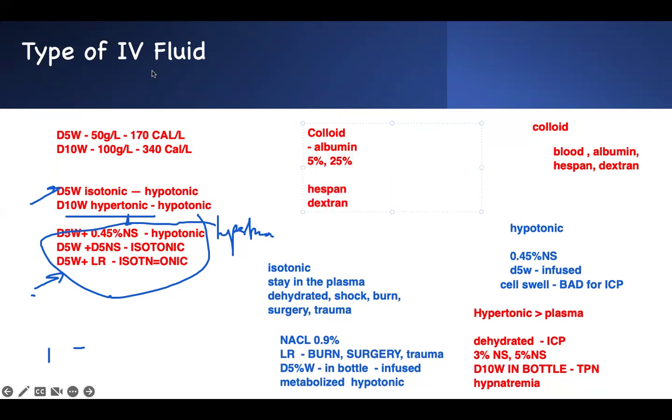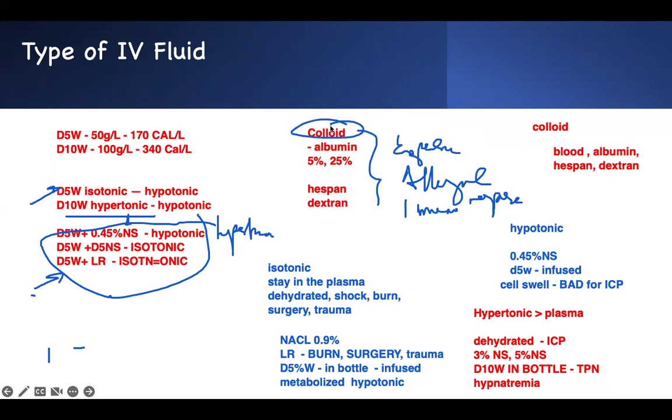The problem with these two is that they're very expensive. They cause more allergic reactions and more immune response. These are the differences between a colloid and a crystalloid: expensive, allergic, immune response. So watch for that. It can affect your platelets. It can affect your clotting factors. So sometimes they ask you questions related to that. These are key things you have to know.